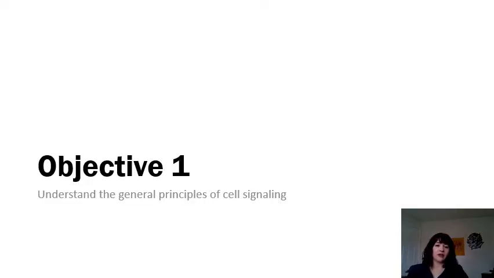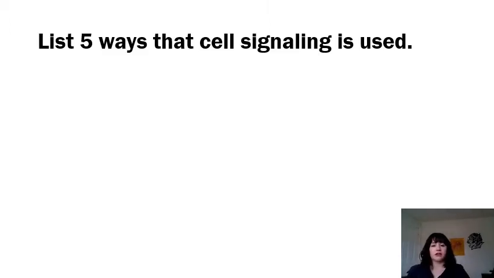So let's talk about our first objective, the general principles of cell signaling. So what I'd like you to do first, in class normally I would stop and have you brainstorm this together. Try to think of 5 ways that cell signaling is used in the body. Think of 5 functions or reasons to have cell signaling. Hopefully you've been able to at least get 3.